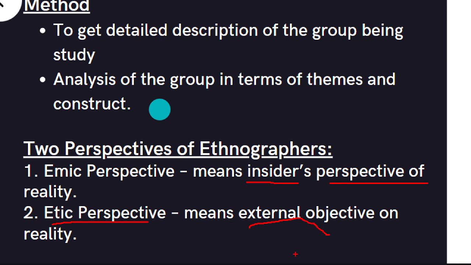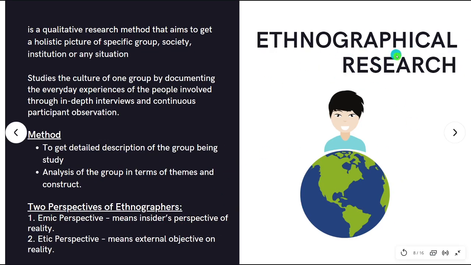Pwede din naman na etic perspective kung saan nag-o-observe ka kung ano yung nangyayari sa kanila. It does not necessarily mean na gagawin mo kung ano yung ginagawa nila. Kasi si emic perspective, pwedeng gawin mo yung ginagawa nila. Kainin mo kung ano yung kinakain nila. Trabahuhin mo kung ano yung tinatrabaho nila. At gawin mo kung ano yung ritual nila. Sa etic perspective, you get to observe them. You get to check sa malayo or on a distance, ano ba yung nangyayari sa kanila. So, dalawa yung pwede mong puntahan as an ethnographer. Pwede mong gawin yung ginagawa nila para maintindihan sila or pwede mo silang obserbahan para maintindihan mo sila. Okay? So, that is ethnographical research.